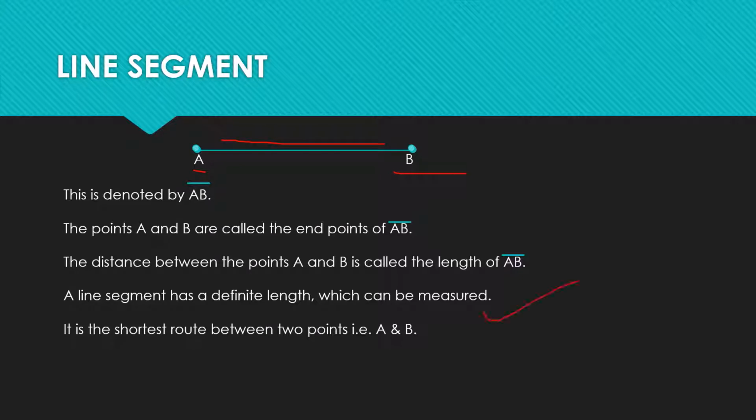This is very important: a line segment can be measured because it has a definite length, and it is the shortest route between 2 points. Because when you draw different lines, the straight line will be the shortest. So this is the shortest route between 2 points that we call a line segment. Now move to our next slide.